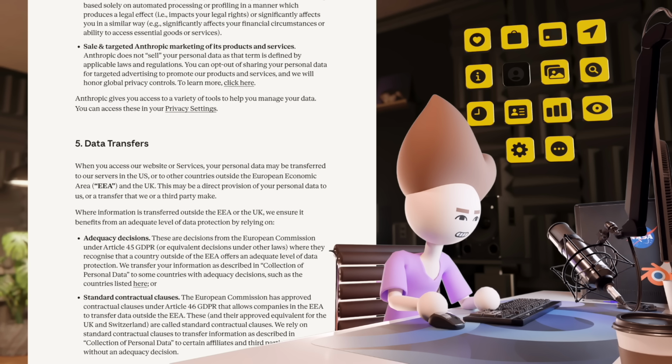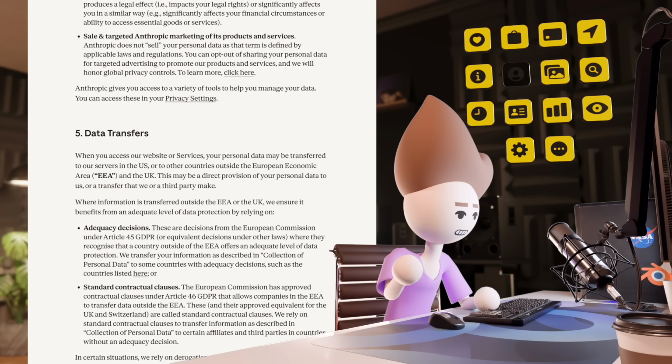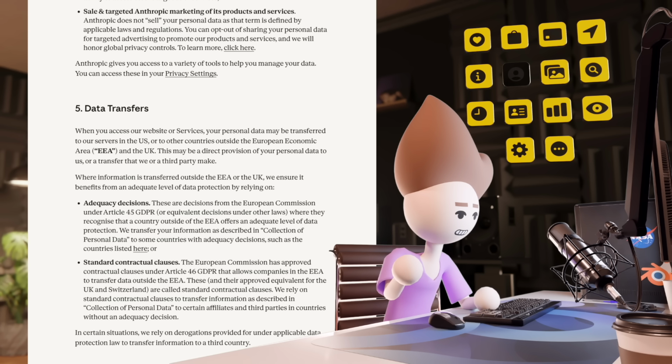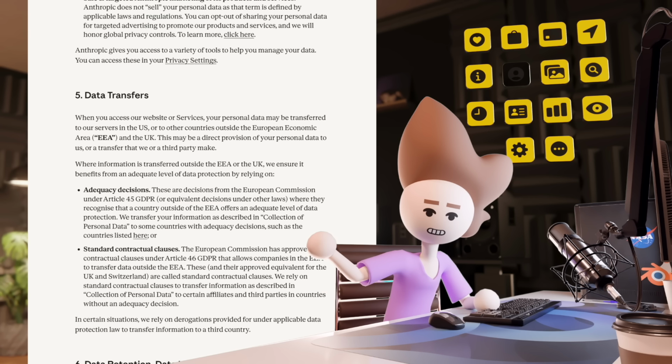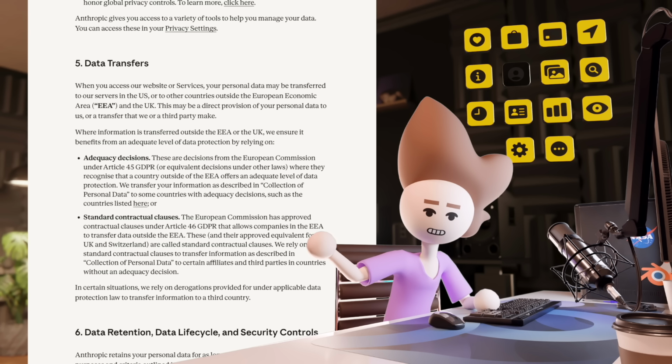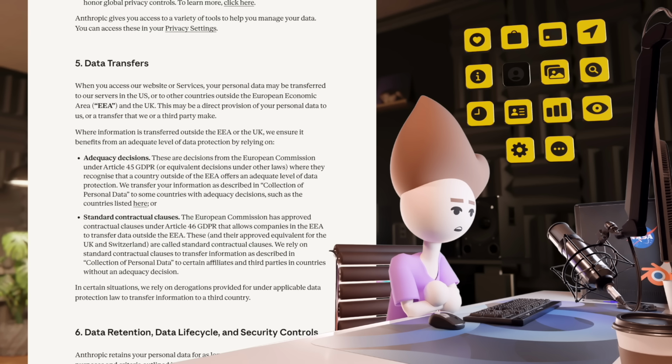Data transfers. When you access our websites or services, your personal data may be transferred to our servers in the US or to other countries outside of the European Economic Area, EEA, and the UK. This may be a direct provision of your personal data to us or a transfer that we or a third party make. Where information is transferred outside the EEA or the UK, we ensure it benefits from an adequate level of data protection by relying on adequacy decisions. These are decisions from the European Commission under Article 45 GDPR or equivalent decisions under other laws, where they recognize that a country outside the EEA offers an adequate level of data protection.